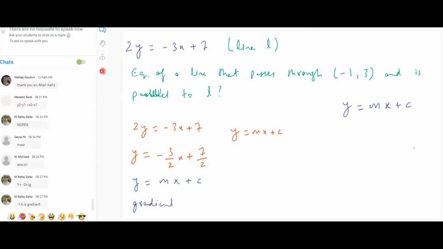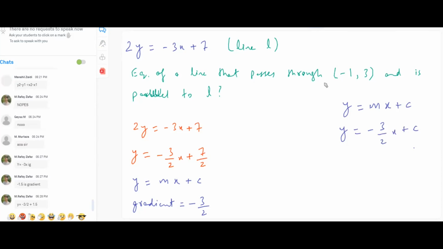So the gradient here is going to be equal to minus 3 over 2, or you can say minus 1.5. ऊपर दी हुई लाइन का ग्रेडियंट minus 3 over 2 है, तो दूसरी लाइन उसके पैरेलल है, इसका मतलब इसका ग्रेडियंट भी minus 3 over 2 होगा। So we say this is y equals minus 3 over 2x plus c.